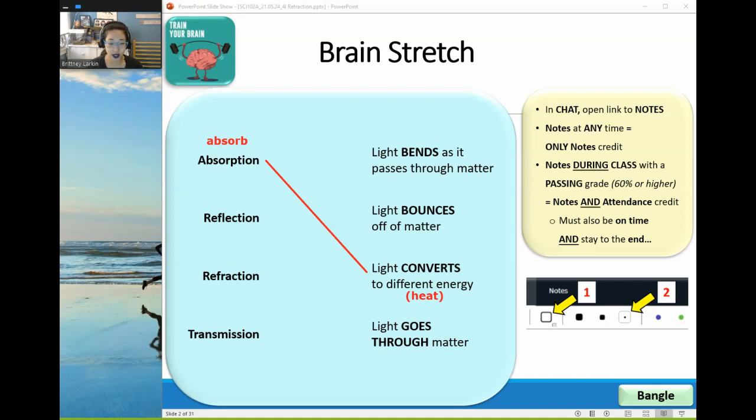All right, let's go ahead and take a look at reflection. Reflection, think about how when you look in a mirror, you're looking at yourself kind of bounced back towards you. So that should be pretty obvious. This one is going to be when light bounces off of matter right here.